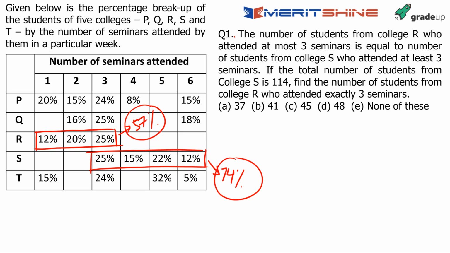37, yes, all of you are already giving me the answer. Isn't it a simple question? Let's say I assume that the number of students from R is R and from S is S. So at most 3 seminars.